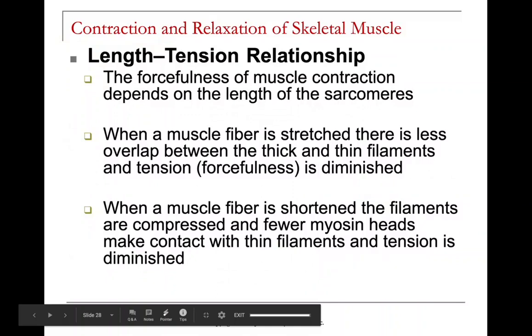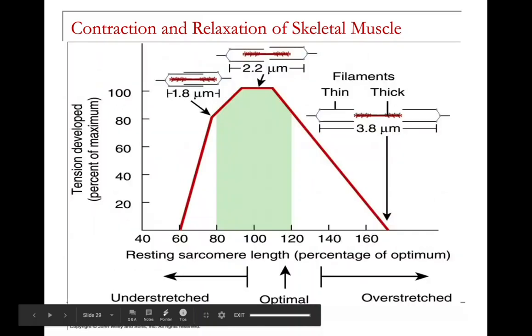So there is a length-tension relationship in the muscles. The forcefulness of a muscle contraction depends on the length of the sarcomeres. When a muscle fiber is stretched, there's less overlap between the thick and thin filaments, and the tension or forcefulness is diminished. When a muscle fiber shortens, the filaments are compressed, and fewer myosin heads make contact with the thin filaments, and tension is diminished.